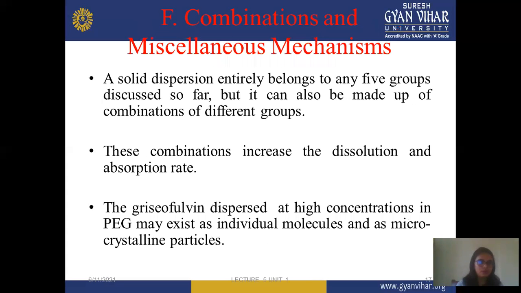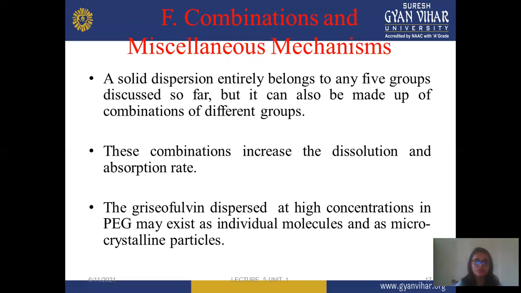Next, F1 is combination and miscellaneous method. In this combination and miscellaneous method, a solid dispersion entity belongs to any of the 5 groups discussed so far, but it can also be made of a combination of different groups. And these combinations increase the dissolution and absorption rate. And in this, a high concentration increases the existence of individual molecules and microcrystalline particles.